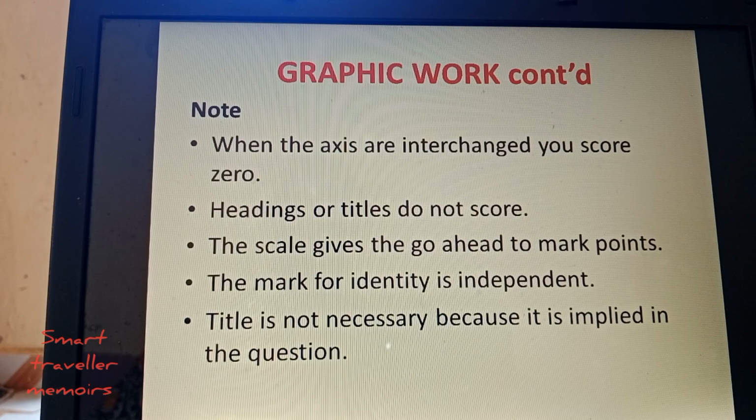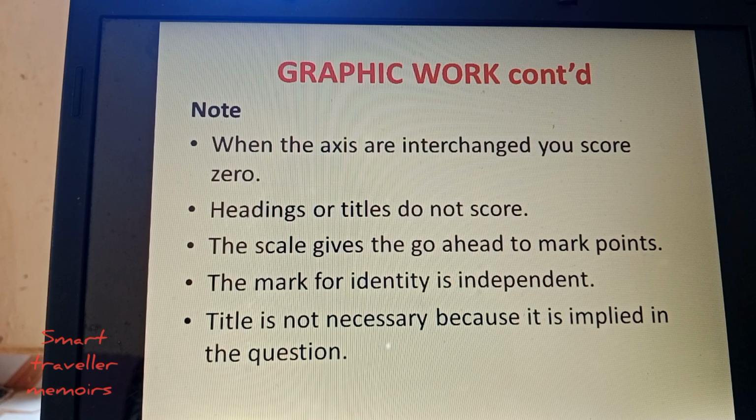Note, when the axes are interchanged, you score 0. Headings or titles do not score. The scale gives the go-ahead to mark points. The mark for identity is independent. So even if the curve is wrong, you get the identity mark.